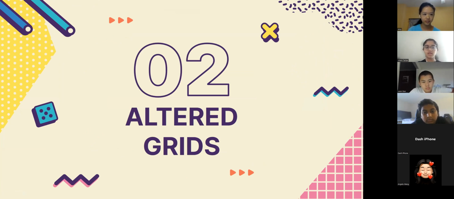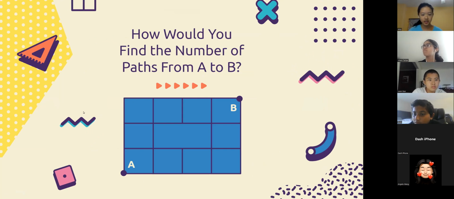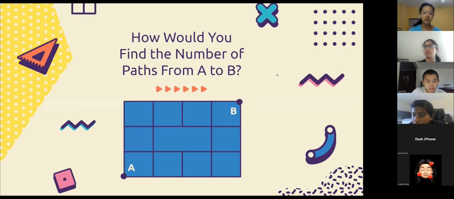Okay, so we're going to be going over altered grids. So this time, instead of a normal grid, like a normal 4x3 grid, there's a hole in it. One of the edges got cut out of the grid, and now there's a hole. So how would we find the number of paths now? Would our method still work? And the answer is it would work. You would just do basically the exact same thing, except that you have to be more careful this time.